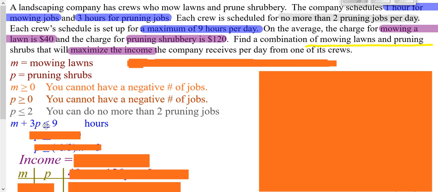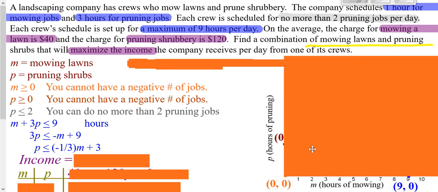Now, we could go ahead and get one of your variables by themselves, and then we could go ahead and use your slope and your y-intercept. So if we go ahead and make our graph, we could have our mowing hours here. We could have our pruning hours here. We know that P and M being greater than or equal to 0, that's going to be where they're both positive, which is the first quadrant.